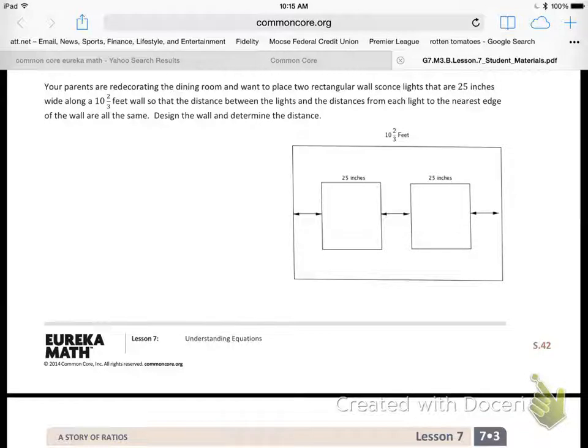Okay, so in this next problem here, it says your parents are redecorating the dining room and want to place 2 rectangular wall sconce lights that are 25 inches wide. You can see that here. 25 inches wide, these 2 sconces, and along a 10 2/3 foot wall, so that the distance between the lights and the distance from each light to the nearest edge of the wall are all the same. So similar to the last problem, just using some different measurements. And design the wall and determine the distance.